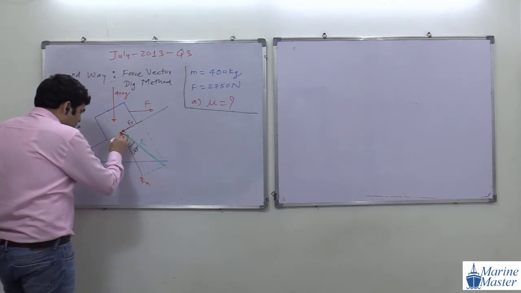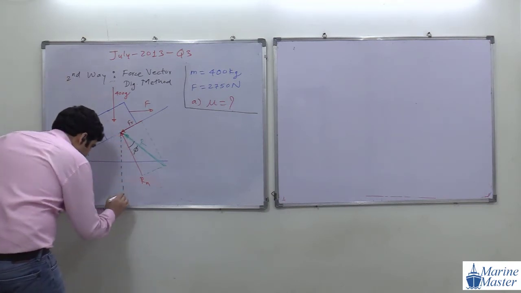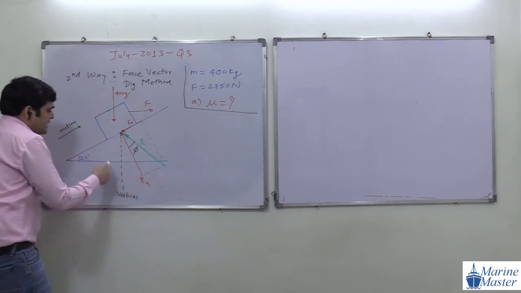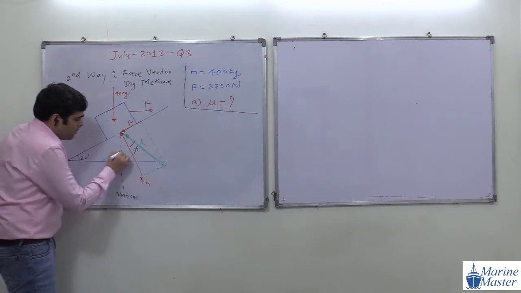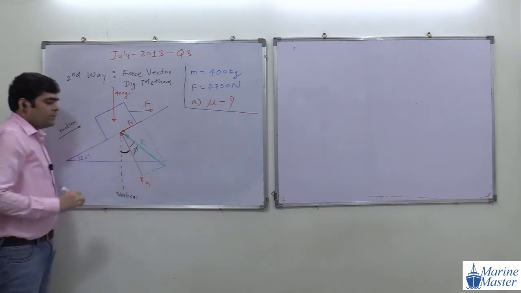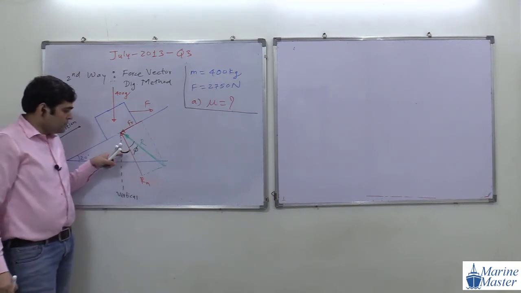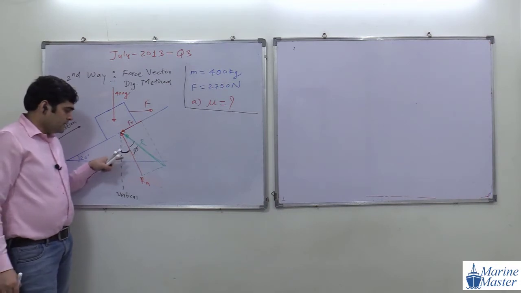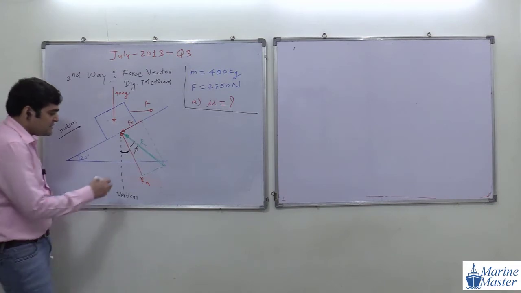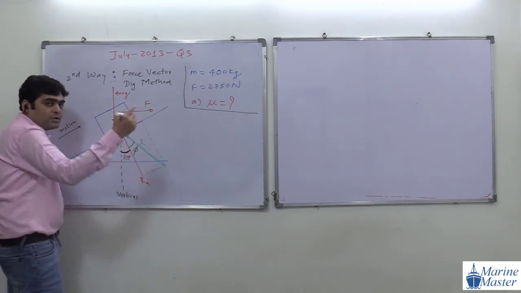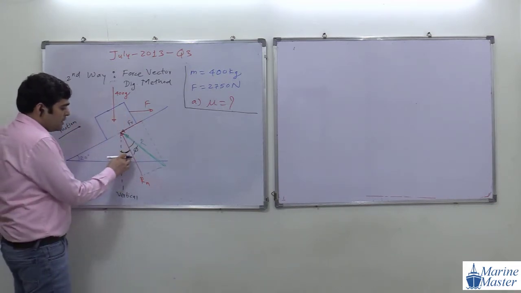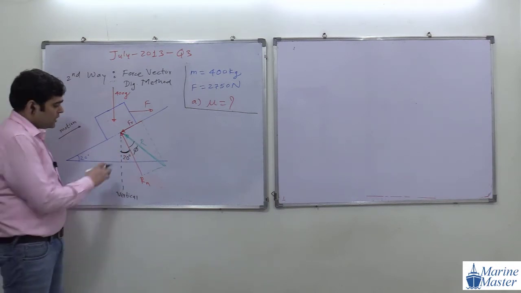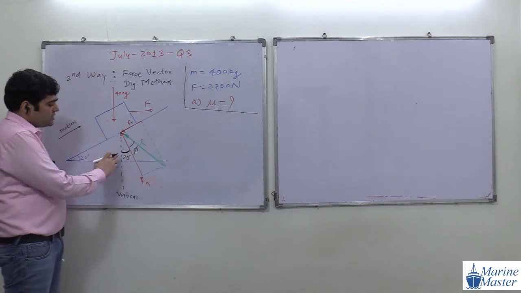Now here I am drawing one vertical line. What will be the angle between Rn and the vertical, guys? It is 20 degrees. Just now we discussed this in the force vector diagram while drawing it. Anyone have any doubt in this 20 degrees? Okay, good.